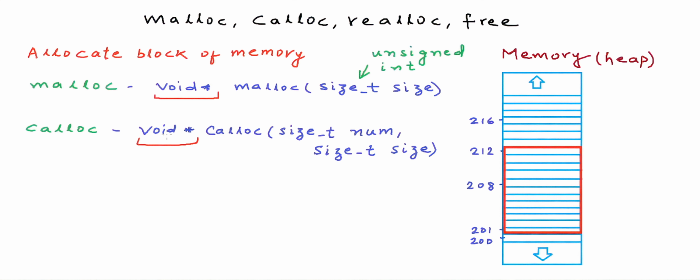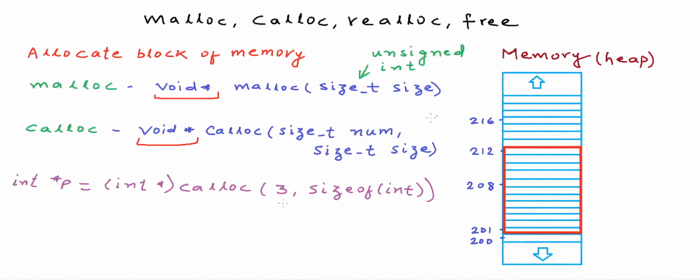So with malloc, if we have to declare an integer array of size 3, we would say 3 into sizeof(int). With calloc, we would say something like this. The first argument is how many units of the data type you want, or the number of elements, and the second argument is the size of the data type in bytes.